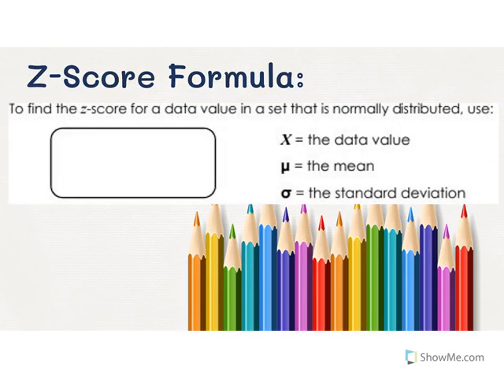Then our actual z-score formula, to find the z-score for a data value in each of these sets, the data has to be normally distributed in order to find your z-score. So you're now going to use x, which represents the data value. Let me actually write this formula out first so I can show you what I mean.